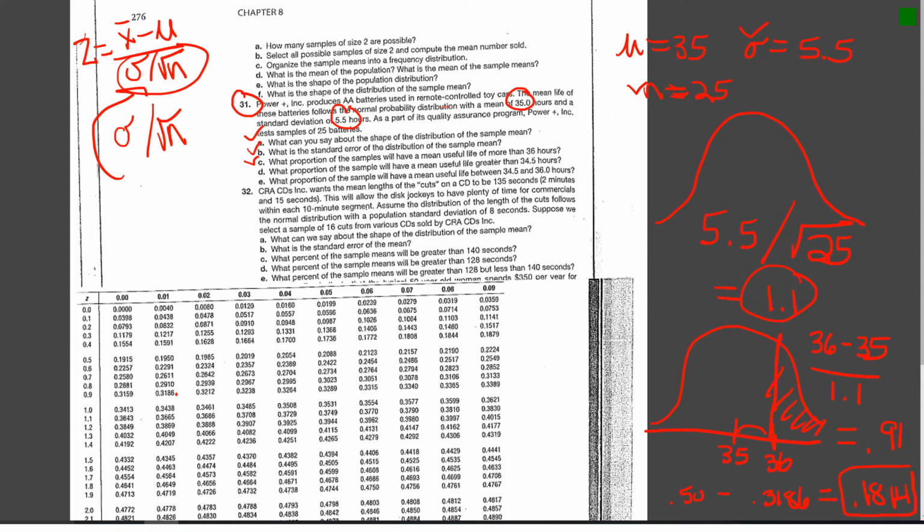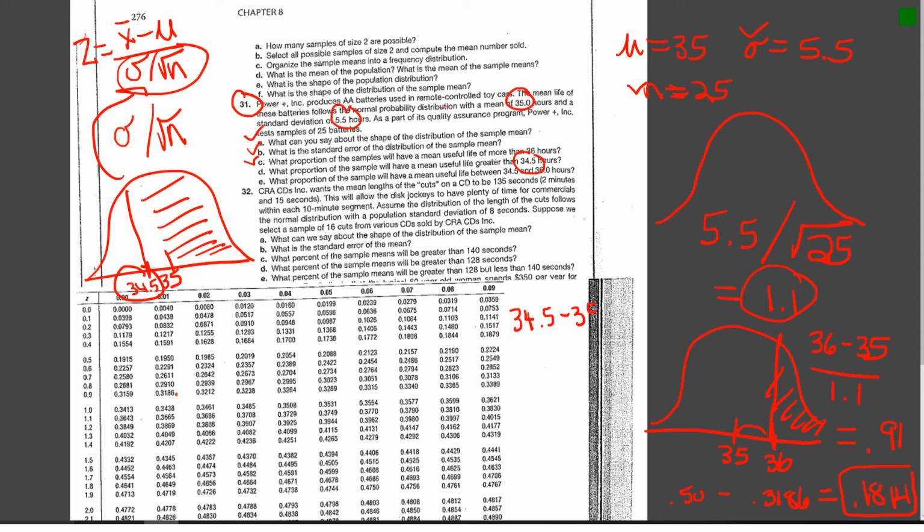To wrap it up, I'm not going to show you all of them, but if they did part D, where it says what proportion of the sample will have a mean useful life greater than 34.5, again, it's the same idea. 35 goes in the middle. We know that 34.5 would be less than the mean, it'd go right there. Since it says more, we're going to the right. You simply have to convert this into a z-score: you take 34.5 minus the 35, divide by the 1.1, and that would give you a negative 0.45. And of course, you just got to look it up.